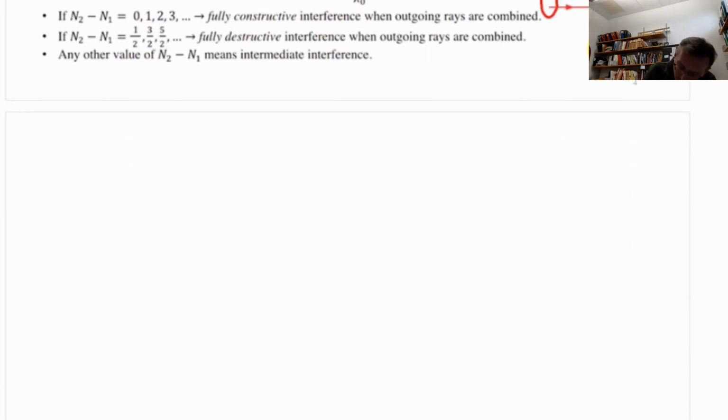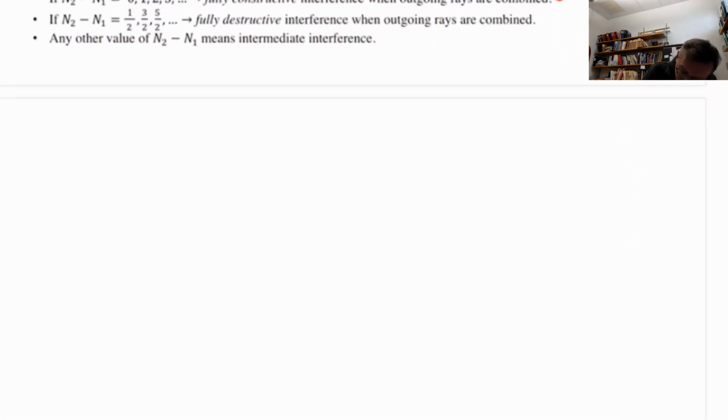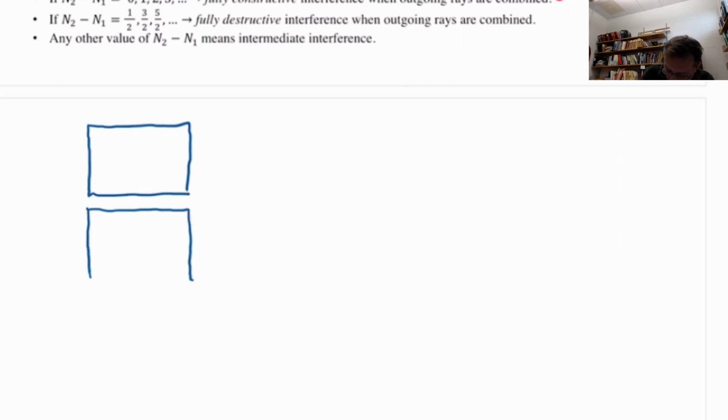Let me draw the upper block. Nice and big. And then right underneath it, the lower block. Just make them the same size. Okay? Upper block is block 2. That has the larger index of refraction. Let me draw a line through the middle for reference.